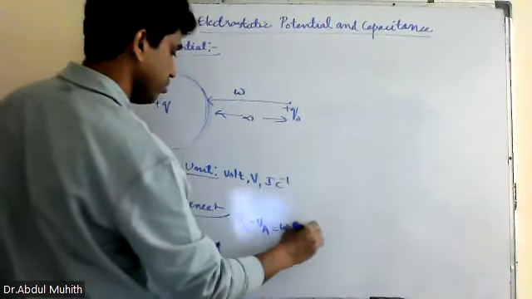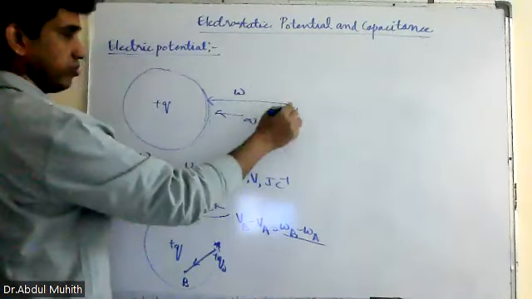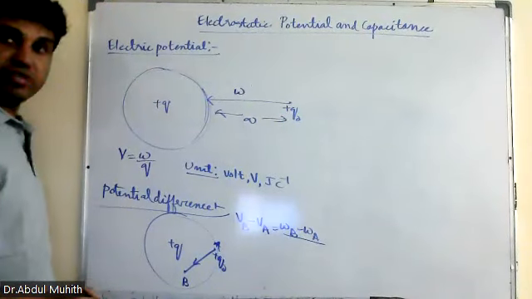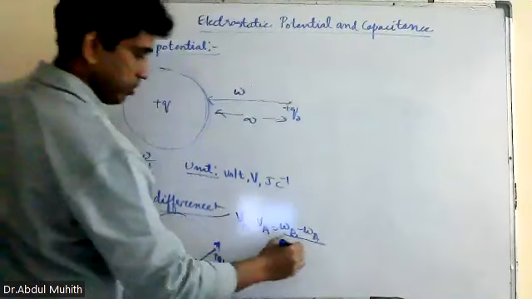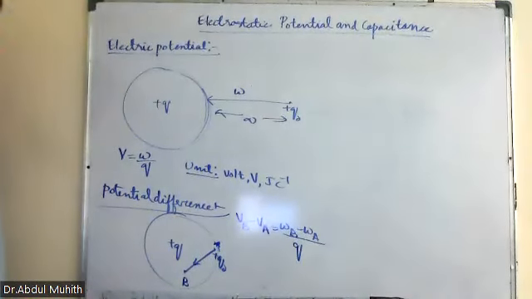Sir, what is infinity over there? The distance from here to this influence is infinity. Okay. Now the formula here is VB minus VA is equal to WB minus WA by Q.